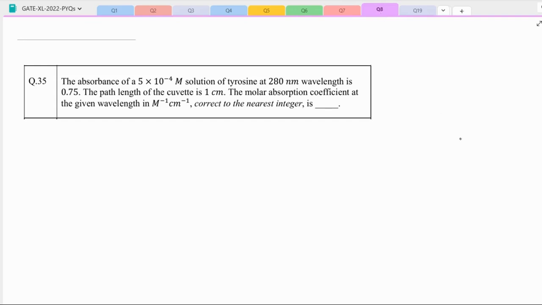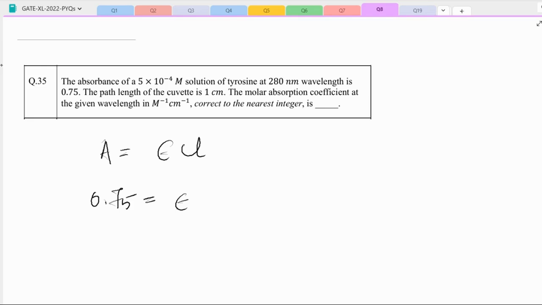The absorbance of a 5 × 10^-4 molar solution of tyrosine at 280 nanometer wavelength is 0.75. The path length of the cuvette is 1 centimeter. What is the molar absorption coefficient at the given wavelength in molar inverse centimeter inverse, correct to the nearest integer? By Beer-Lambert's law, we know that A = εCl. A is absorbance, ε is the molar absorption coefficient, C is the concentration, and L is the path length of the cuvette.